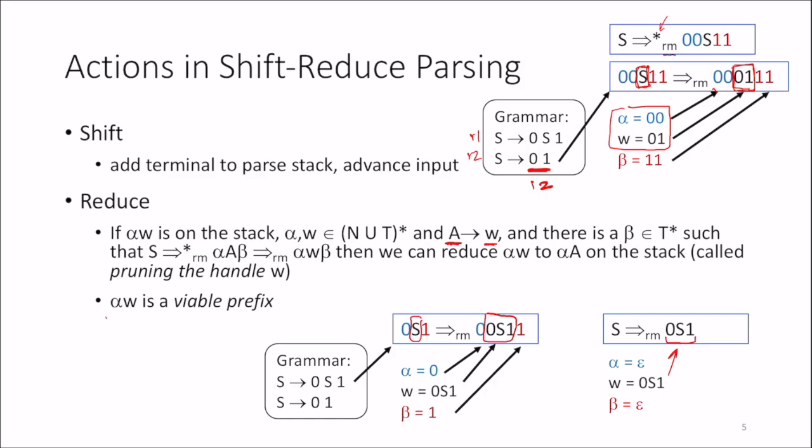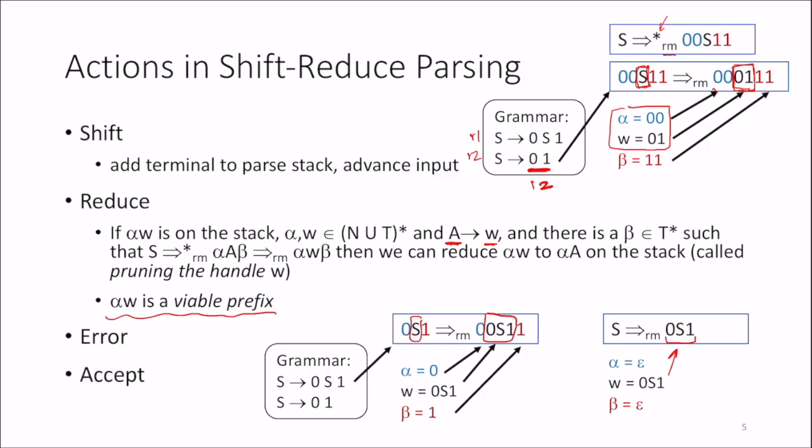So alpha w here is called a viable prefix because it tells us that the stack is in a situation which is amenable to a reduce action. If neither shift nor reduce is possible, then we have an error and we should raise an appropriate error. That's another thing you could do, because you can't do either a shift or a reduce.